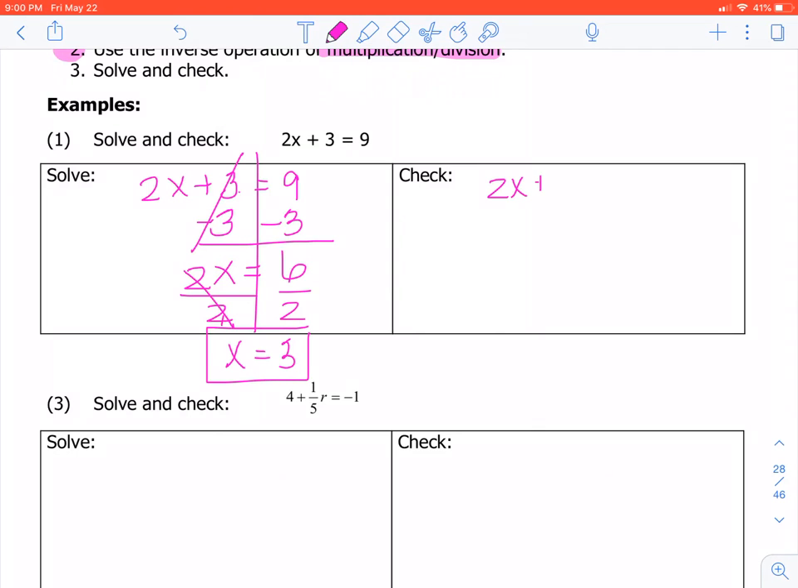So 2x plus 3 equals 9. We're going to replace our x with 3. Now this PEMDAS is going to be a little bit longer. 2 times 3 is 6. 6 plus 3 is 9. Now they do work because 9 is equal to 9.